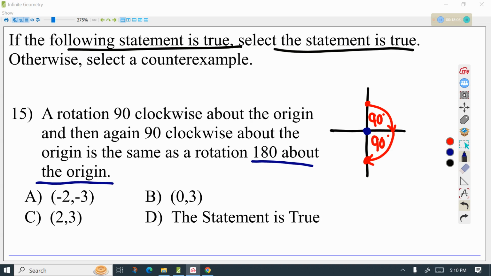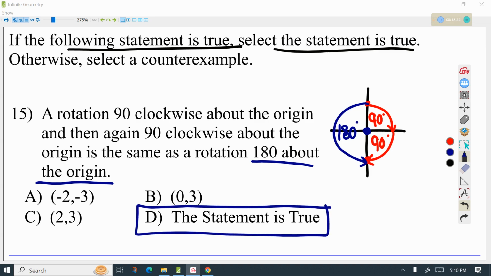Well, let's try it. If I go 180 about the origin, it doesn't matter which way I go, right? So what if I go that way? Okay. Do the red and the blue arrows end in the same place? Yes, they do, right? And so the point is for you guys to say that this is true, okay? All I'm checking is, can you realize that 90 and 90 in the same direction, okay? That's the key, is that they both went clockwise. All right, since they both went clockwise, we can add them up to 180. Okay, so this one would be the statement is true.